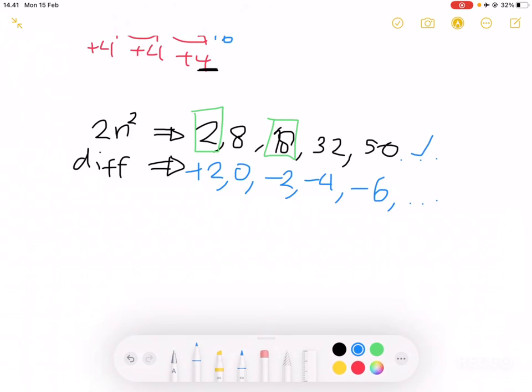Alright, and we can just use the formula for this. Formula will be, I'll just call it little t of n. This will be equal to the first term using the arithmetic sequence formula. The first term is just 2 plus n minus 1 times the difference, which is negative 2. Simplifying this, this will be equal to negative 2n plus 4.